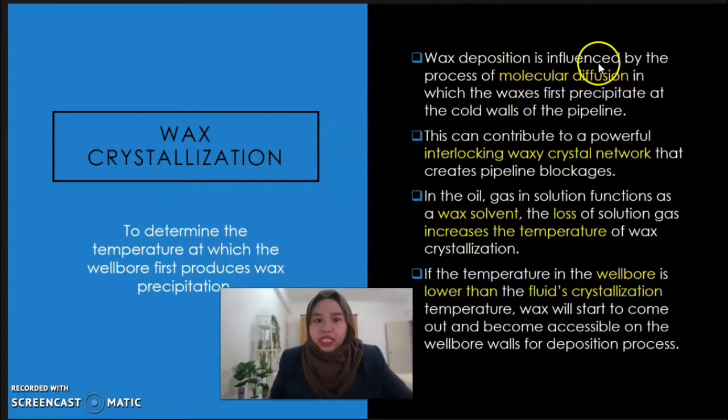Wax deposition is influenced by the process of molecular diffusion, in which the waxes first precipitate at the cold walls of the pipeline. After this process, it will create a radial gradient of deposit causing precipitation. This can contribute to a powerful interlocking waxy crystal network that creates pipeline blockage and drastically affects the rheological behavior of the fluid.